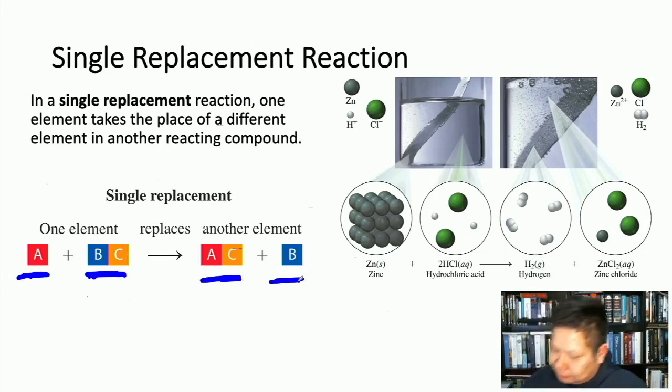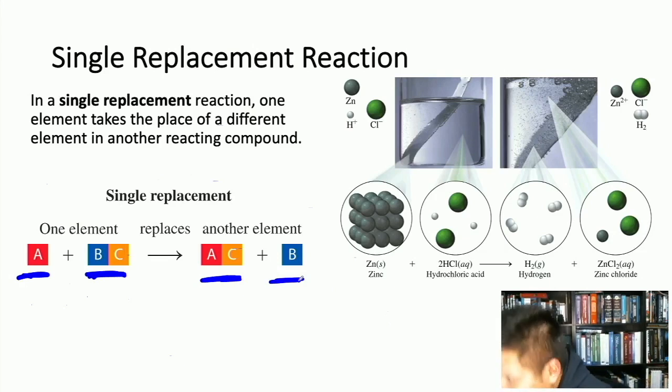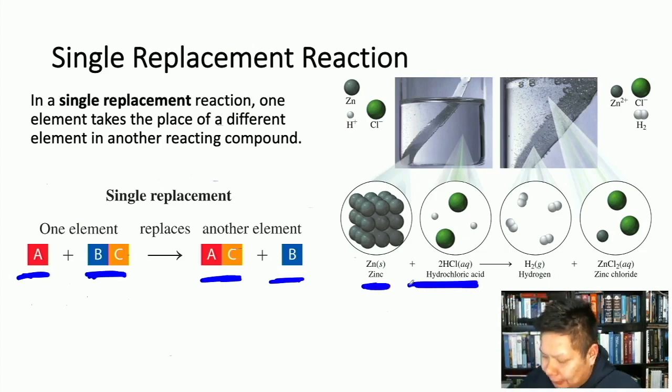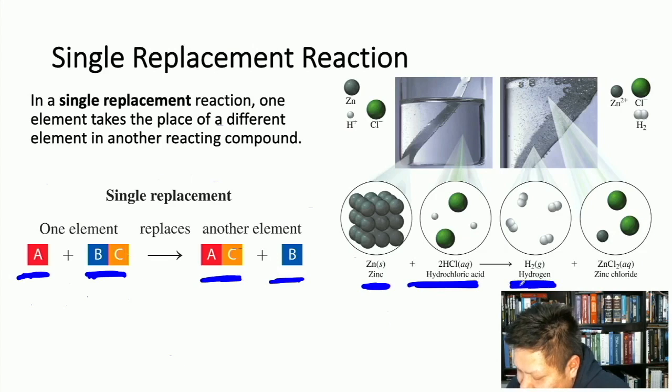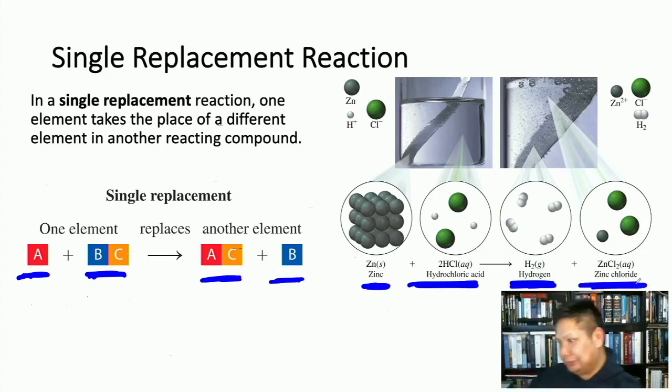That's why it's called single replacement, right? So in this particular example, we have zinc solid reacting with hydrochloric acid, and hydrogen gas is released, being replaced by zinc to make zinc chloride. That's a single replacement reaction. Can you guess what the next one is?